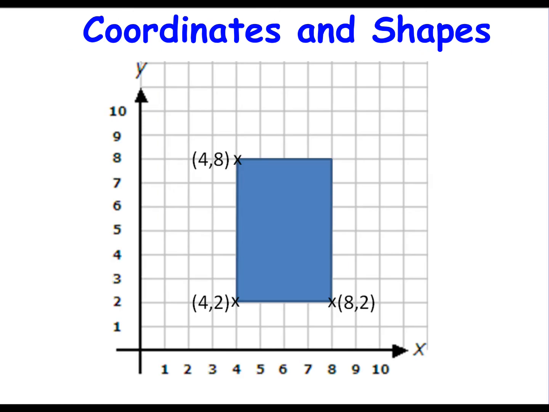Sometimes you'll be asked to give coordinates to complete shapes. So if we have a rectangle and we know 3 of the coordinates, they might ask you to complete the rectangle by giving the 4th coordinate. So the 4th coordinate would be here. So it's 8 in the x direction and 8 in the y direction. So the missing point to complete our rectangle would be the coordinate 8, 8.